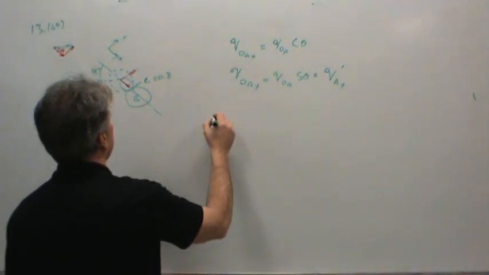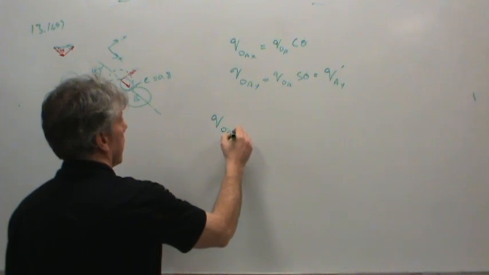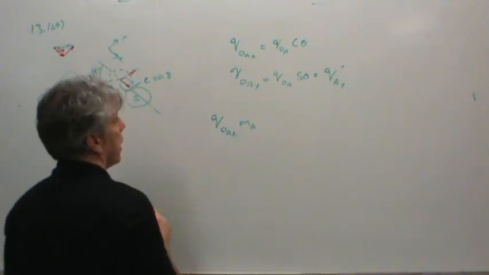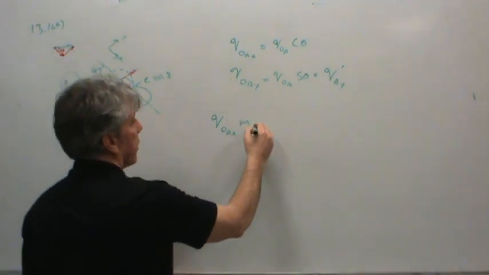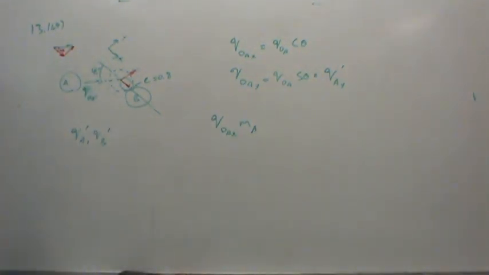So what we would write is v naught A x times m A. Or just m, well, let me leave an A on there so you'll see why. The mass of A and B are the same.